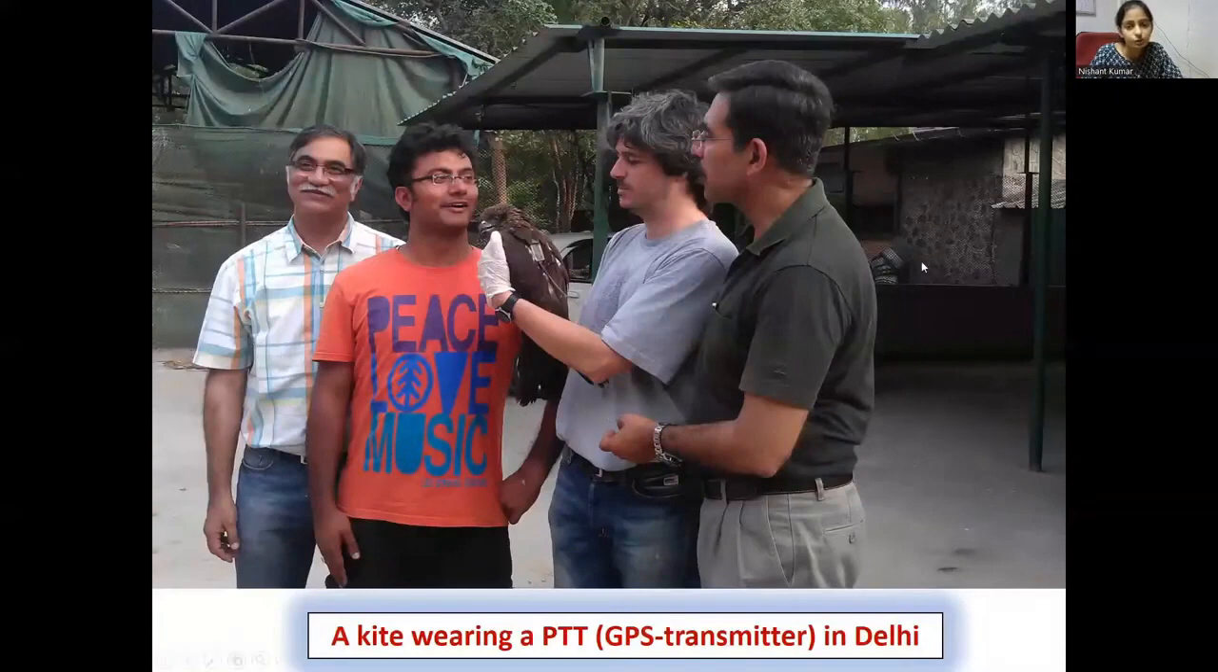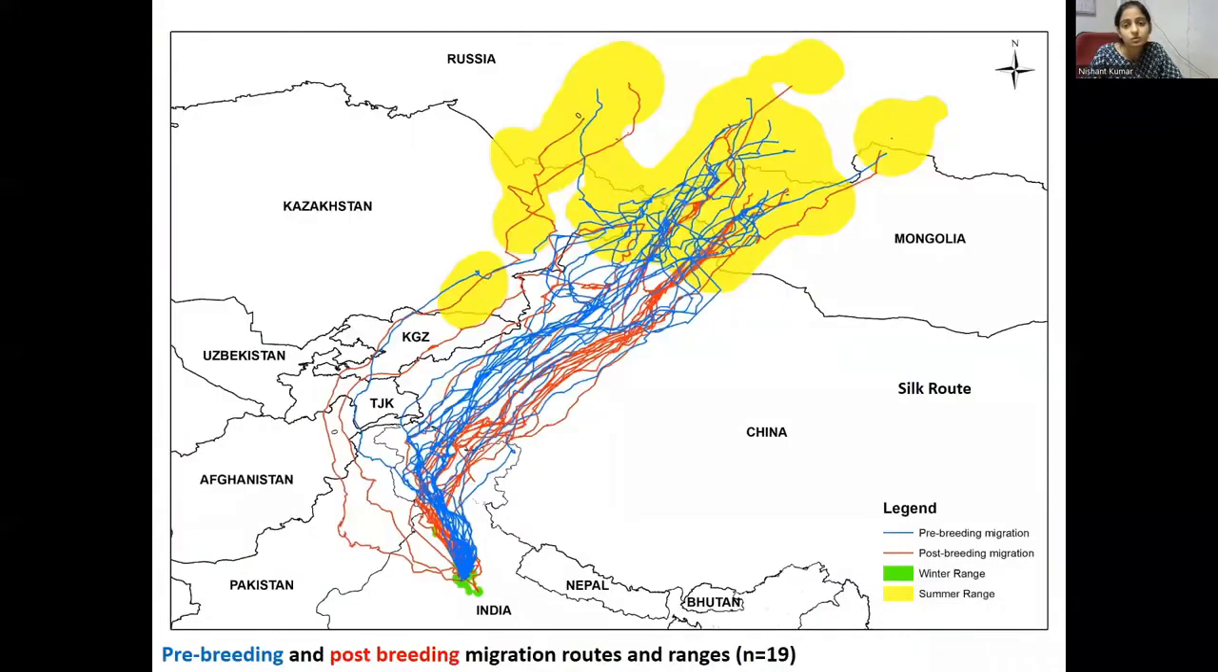So this is a photo from 2014 when we tagged the first bird and got to learn about the fascinating movement ecology of these birds and how they utilize our cities. So over the last few years, we've been able to tag some 20 birds. This is the data set of 19 birds that we followed.